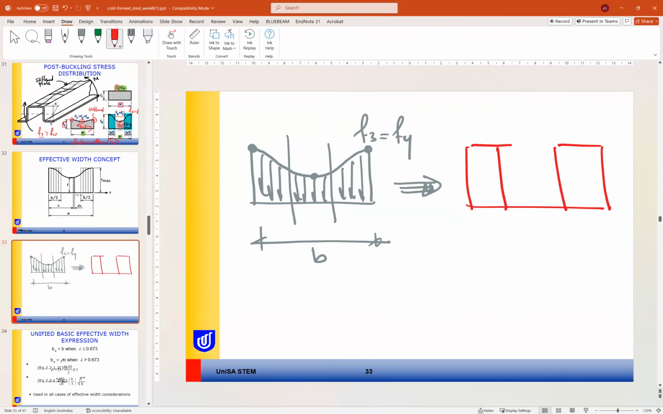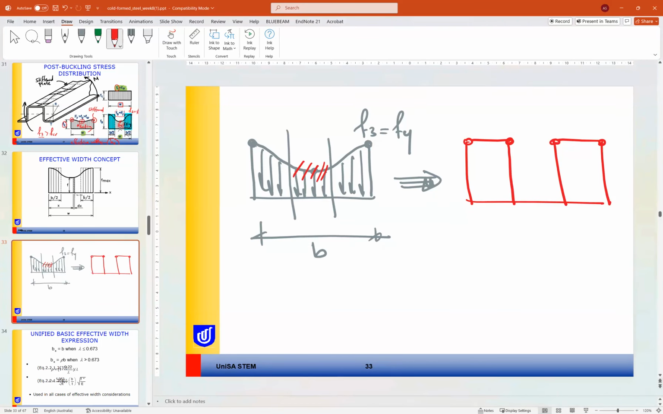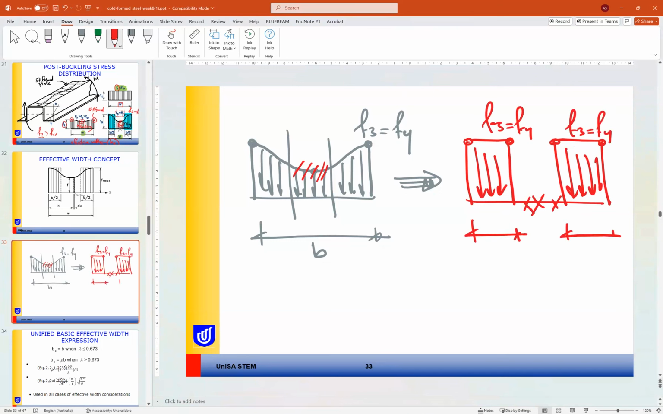We remove the part that is under buckling, ignoring this part here, and convert the stress to an equivalent stress here. So actually this is converted to this. This means this part is not effective for us, and this F3 equals F yield, and instead of B we have B effective. And we will see now how much B effective is compared to B.